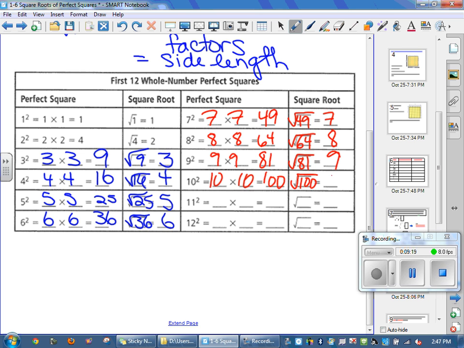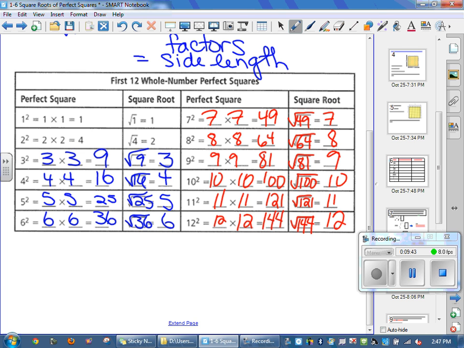11 times 11? 121. Yep. So square root 121 gives us our 11. Our last one, 12 times 12 gives us 144. So now we have root 144 to give us our 12. Good work. Let's see what happens if we have a picture.